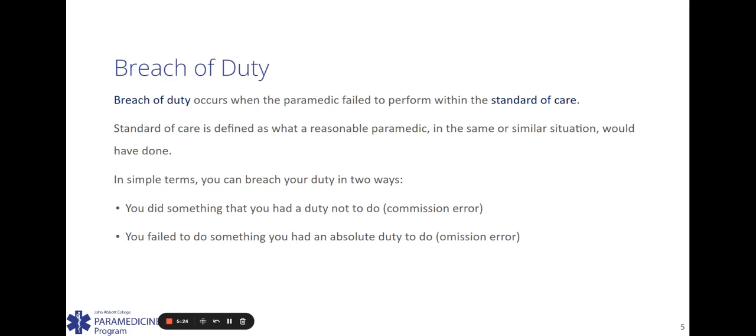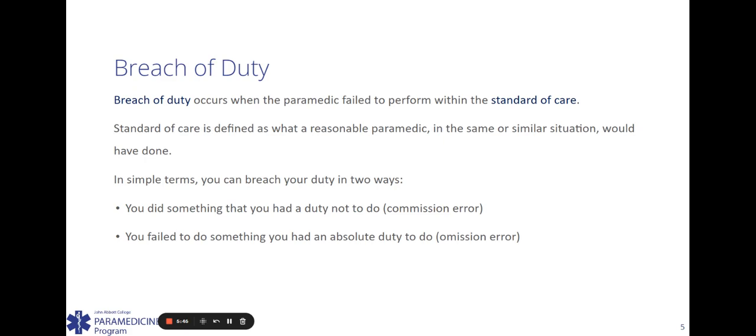Commission error occurs when a paramedic does something that they had a duty not to do. For example, if a paramedic administers a treatment that is not indicated for a particular medical condition, they have committed a commission error. So they have actually done something wrong.